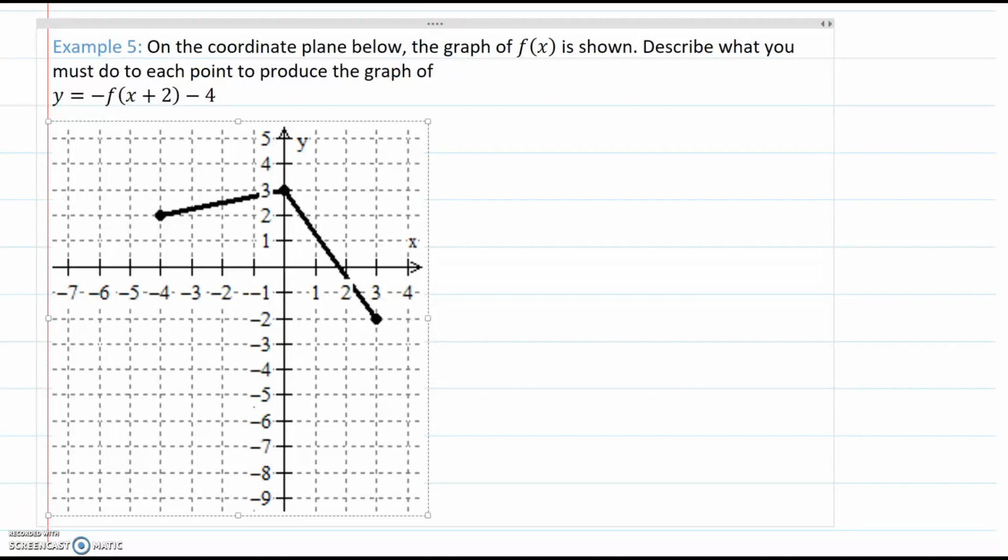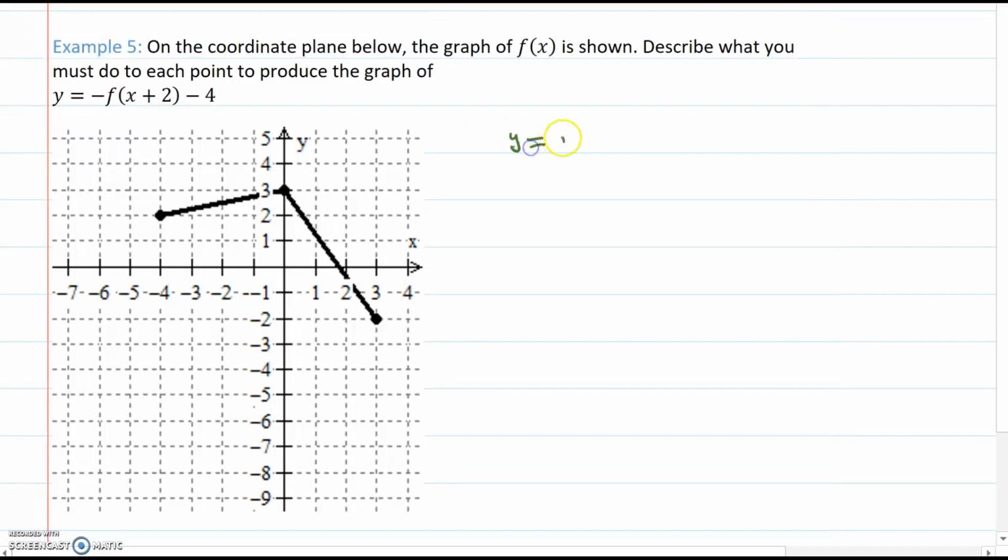Now this graph looks different from all the others. It's not an absolute value graph, but the principles that we learned with the absolute value graphs can be applied to any graph, and we're going to try and show you that here. So this graph is the graph of some unknown function y equals f of x. So that's what's actually shown here.